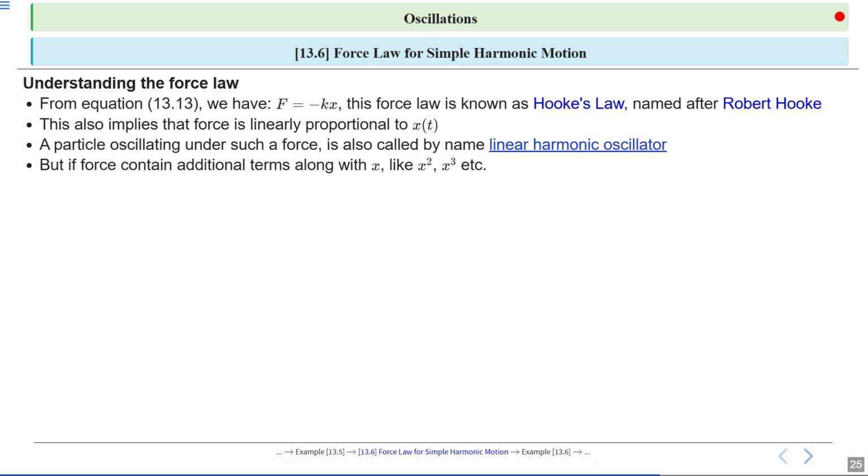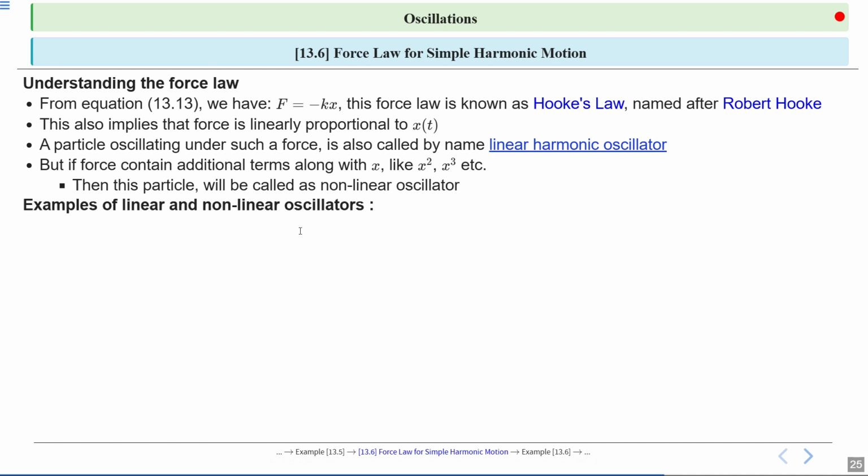What happens if the force law gets more complicated? If the force includes extra terms like x squared or x cubed, then it's no longer just proportional to x. For example, F is equal to minus kx plus higher-order terms. When the force law includes these additional terms, the oscillator is called a non-linear oscillator. Non-linear means the restoring force does not increase in a simple direct way with displacement.